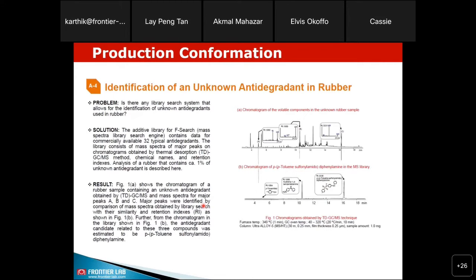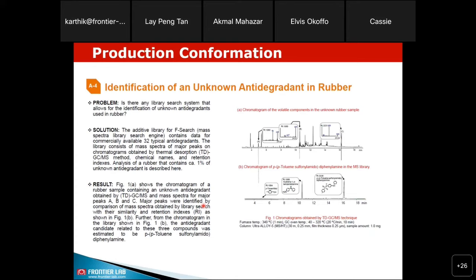This is another application, again emphasizing the additives: identification of unknown anti-degradant in rubber. Here what we are trying to show is that some of the time you do not know what the anti-degradant present in your sample is. Unless you have this information, your standard library cannot be used. So we have a library database for additives which has around 600 of these additives. So using this database, you are able to analyze any type of rubber material for unknown anti-degradant.